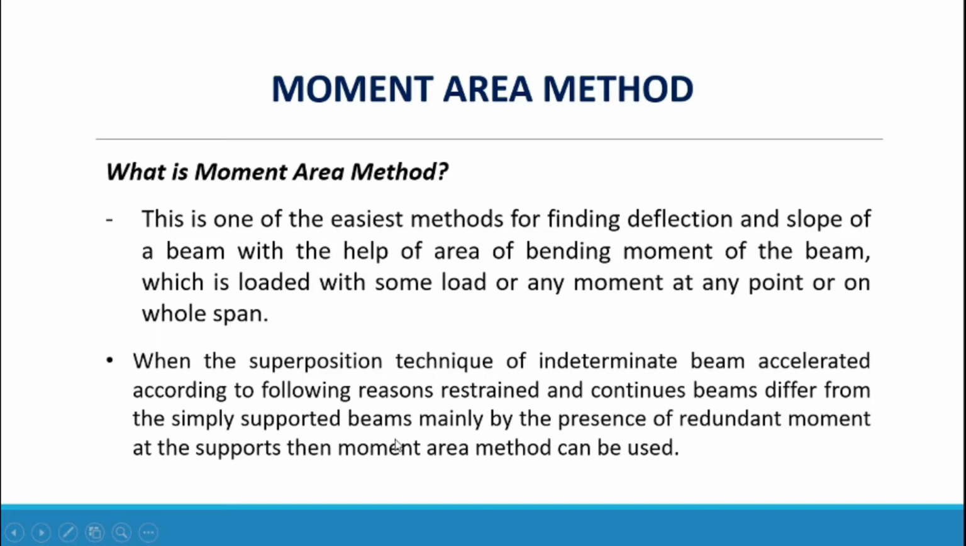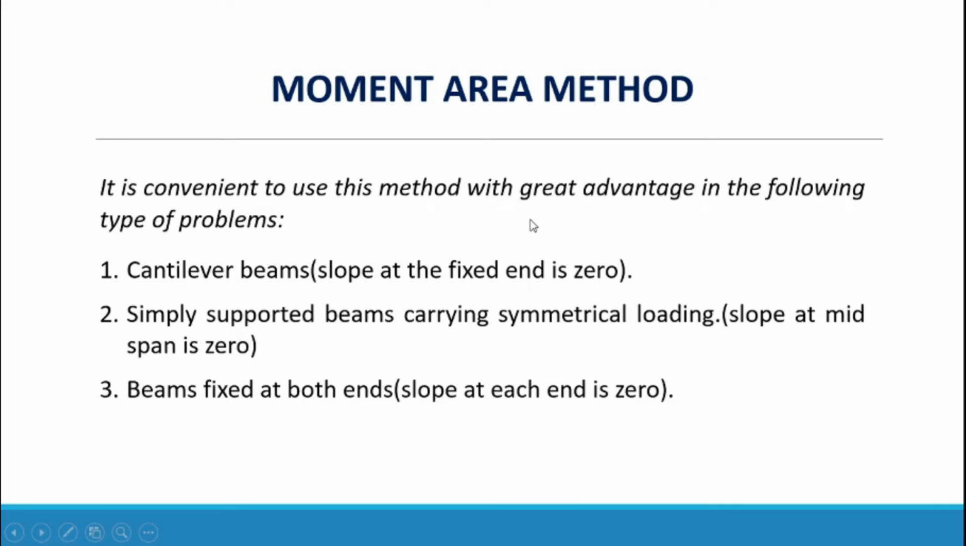the simply supported beams mainly by the presence of redundant moment at the supports, then the moment area method can be used. It is convenient to use this method with great advantage in the following types of problems. First, cantilever beams: the slope at the fixed end is 0. Number 2, simply supported beams carrying a symmetrical loading: the slope at mid span is 0. And beams fixed at both ends: the slope at each end is 0.